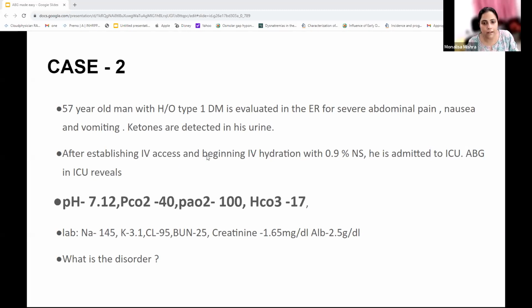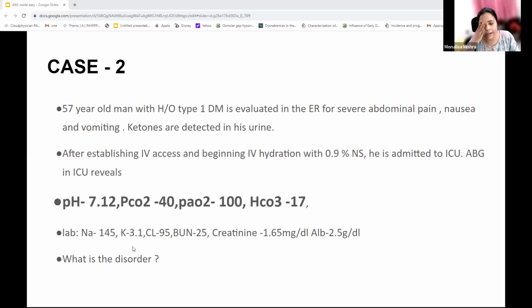I'll tell you the answer. Somebody has said kidney failure. But it is a diabetic patient who is coming to you with severe abdominal pain and also ketone bodies in the urine. We just studied that one of the most important causes of metabolic acidosis is diabetic ketoacidosis. So the diagnosis here is diabetic ketoacidosis. Diabetic ketoacidosis can cause metabolic acidosis, and that too a high anion gap metabolic acidosis.